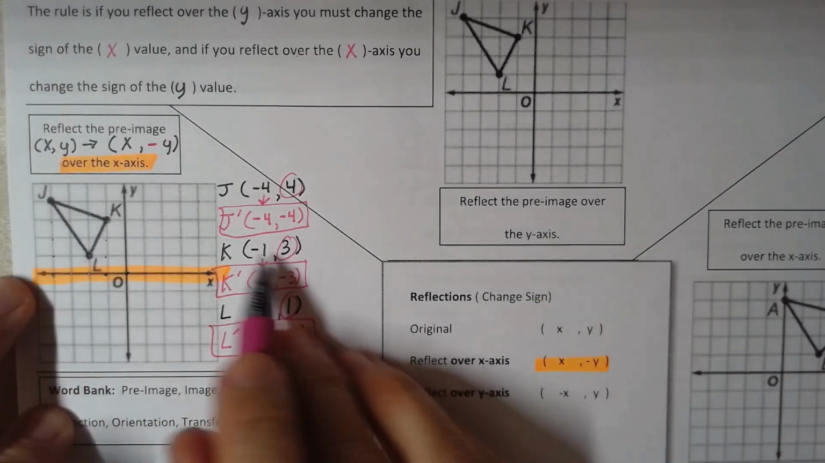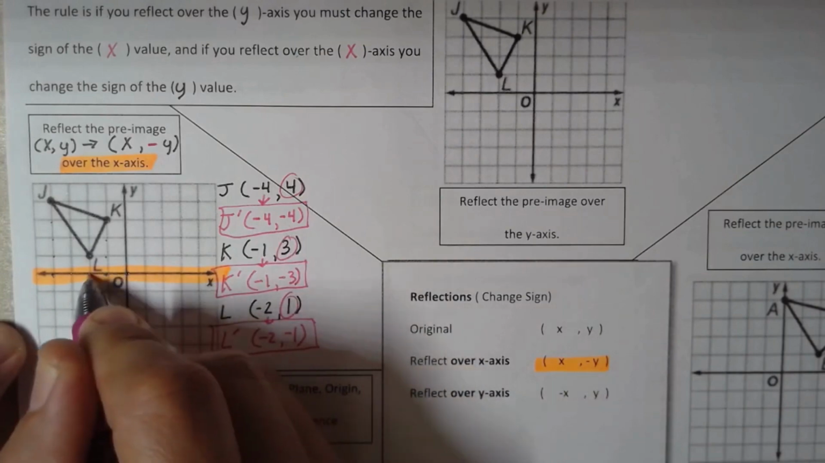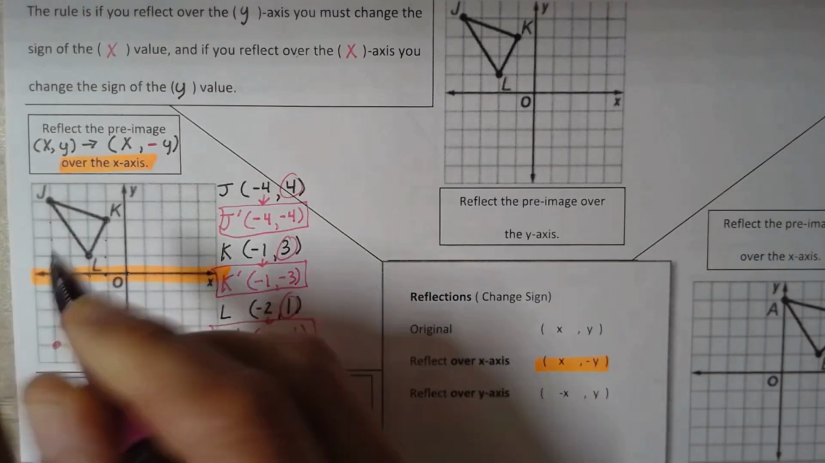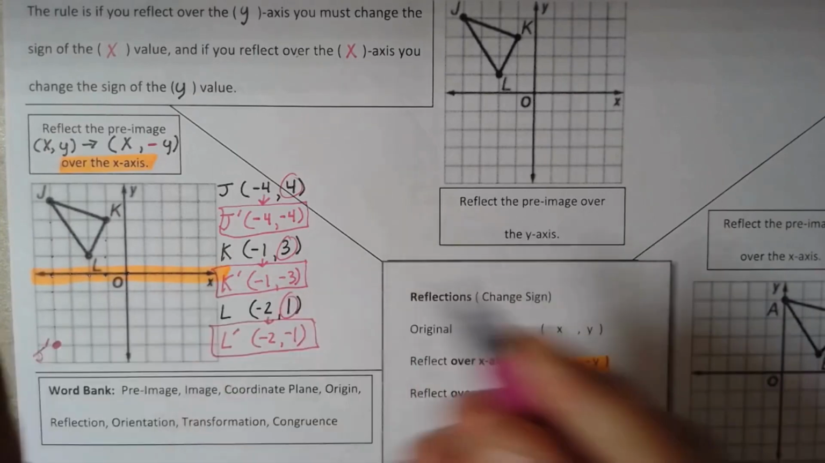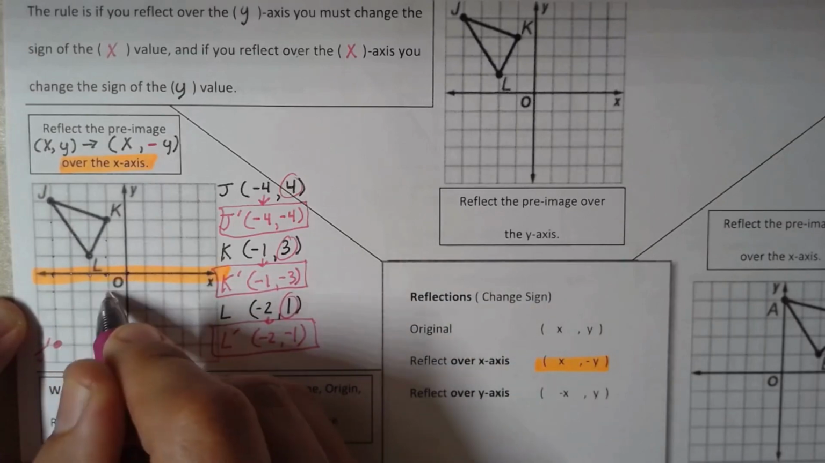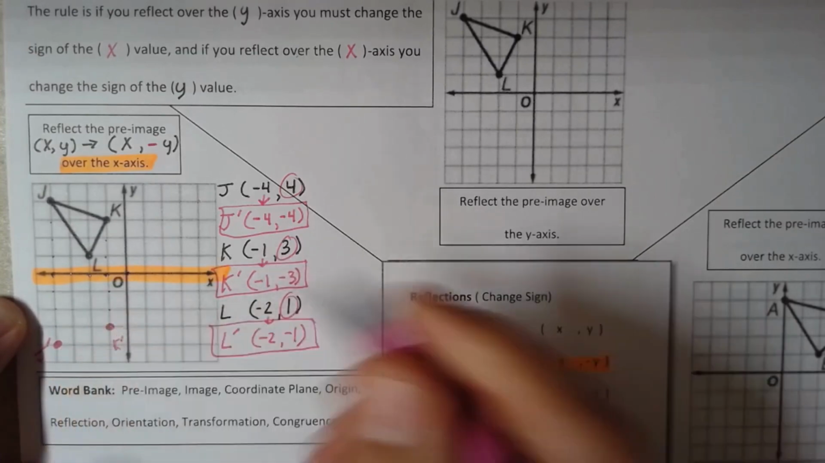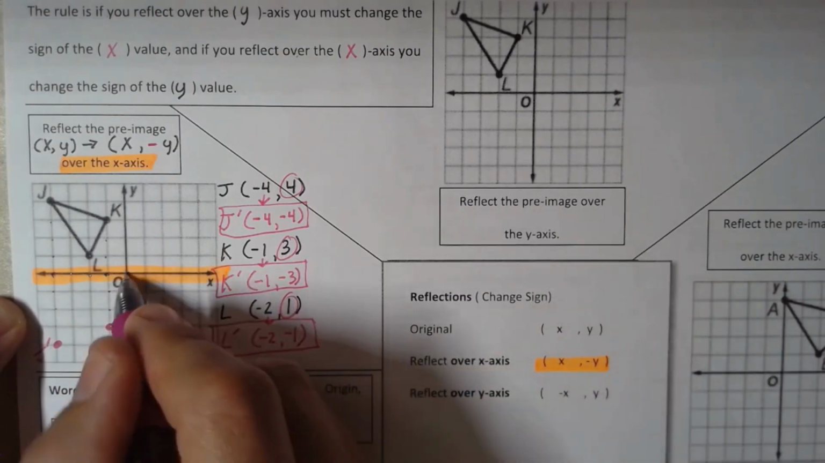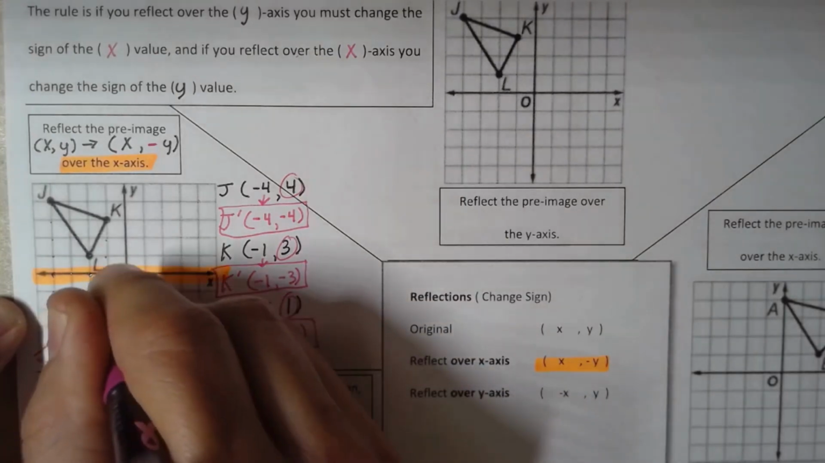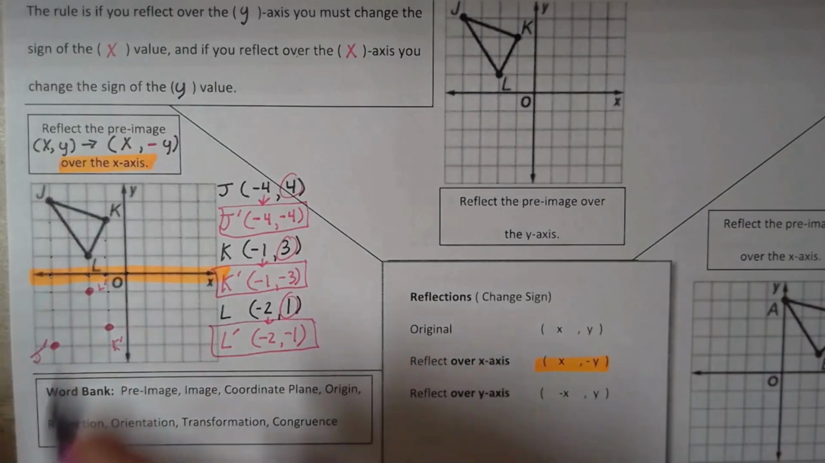So now let's go ahead and plot these. J prime is negative 4, negative 4. So I'm going to go over 1, 2, 3, 4, down 1, 2, 3, 4. And that's going to be J prime. K prime is negative 1, negative 3. Over 1, down 3. 1, 2, 3. So that's going to be K prime. L prime is negative 2, negative 1. Over 2, down 1. L prime. And now I'm going to go ahead and connect my lines to draw my shape.